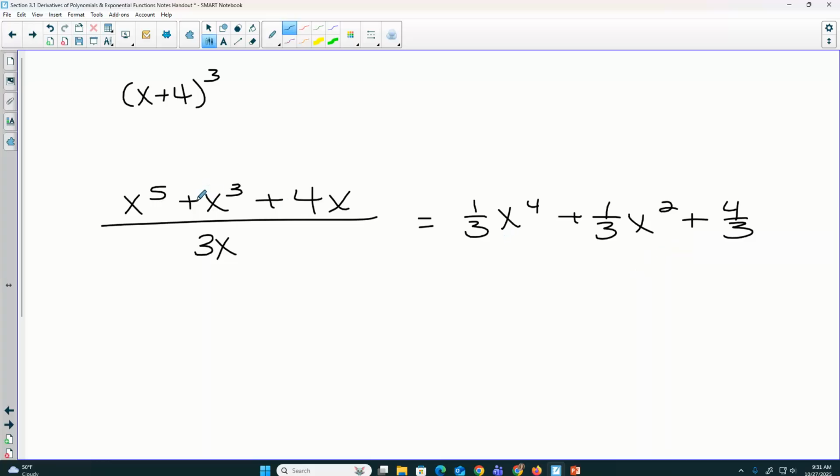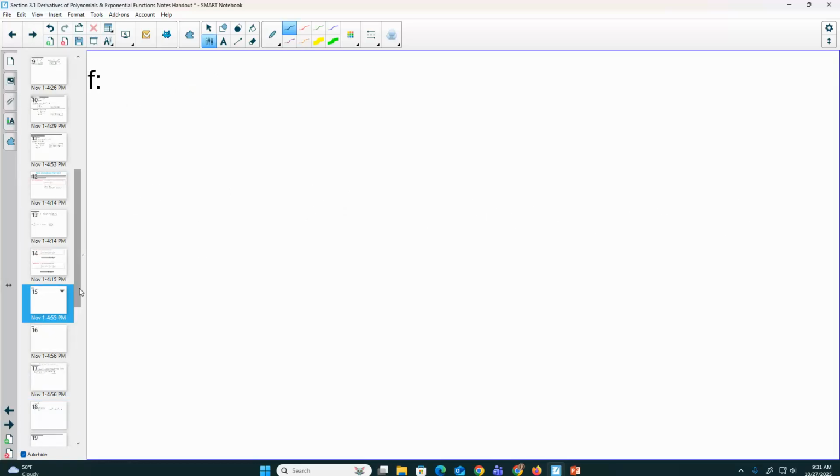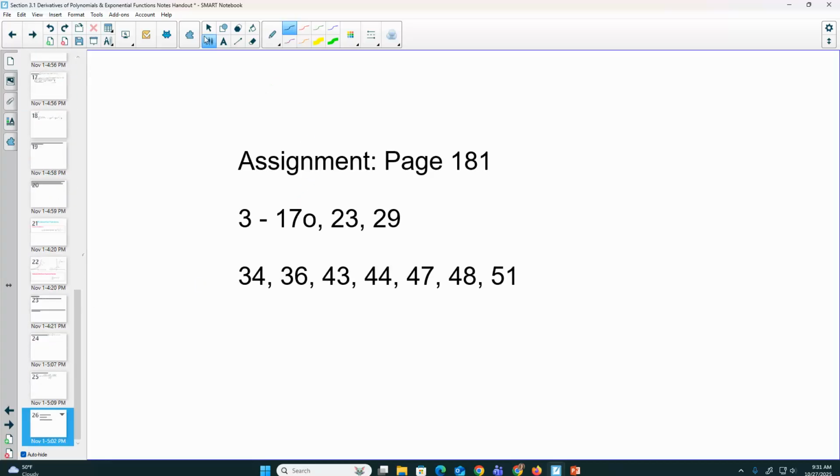I think I'm going to stop there for today. So I want you guys to try some, remembering to simplify before you do any derivatives. So you are doing 3 through 17 odd, 23 and 29.